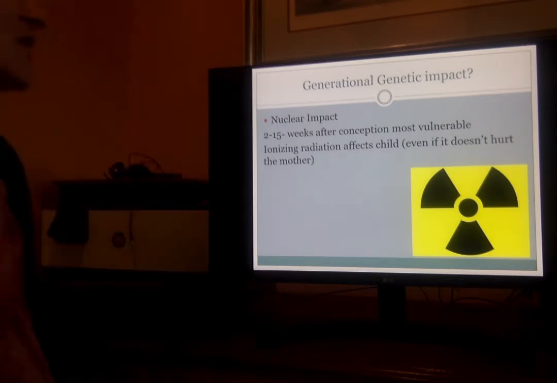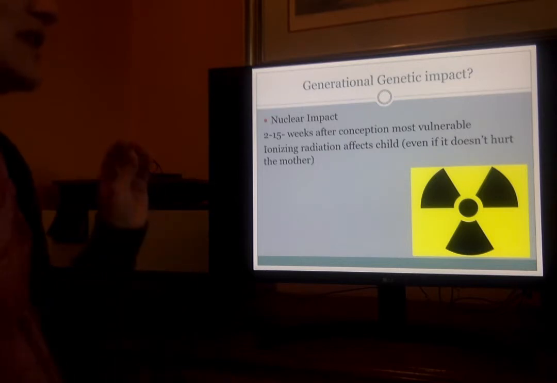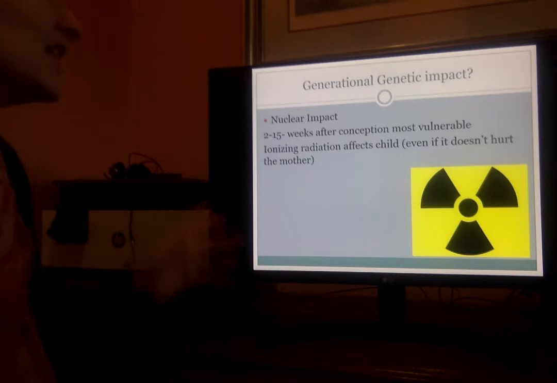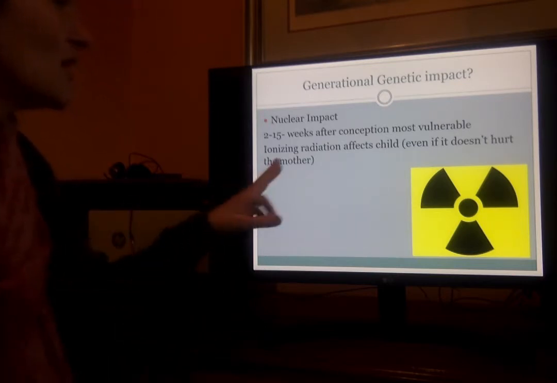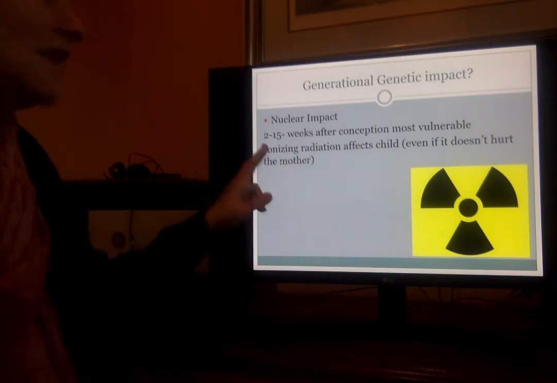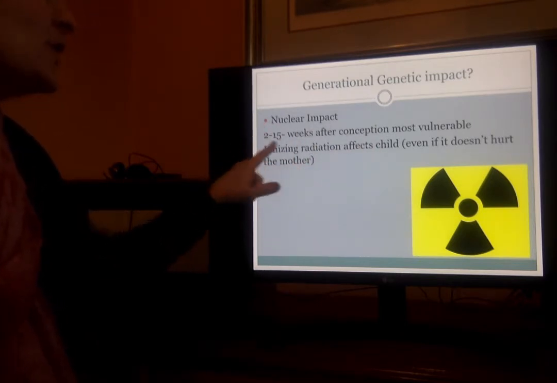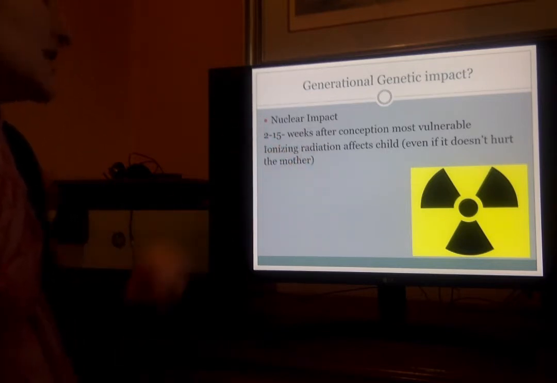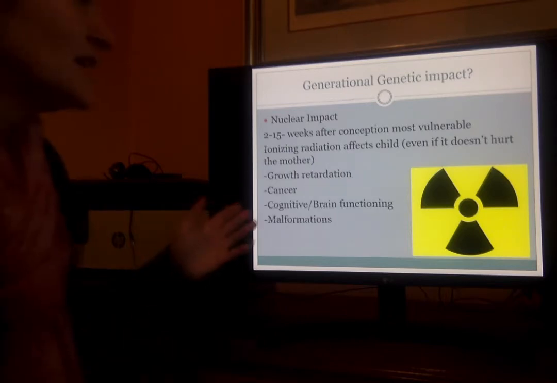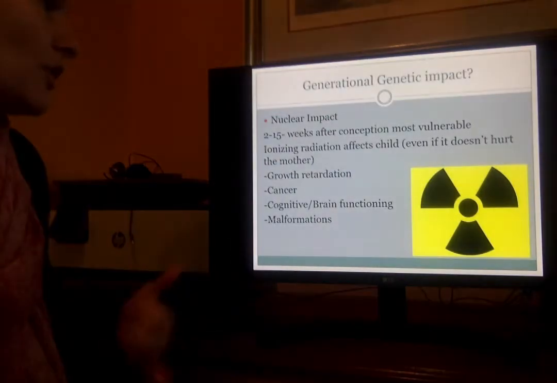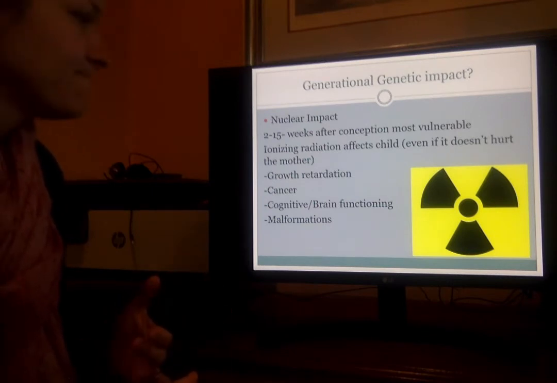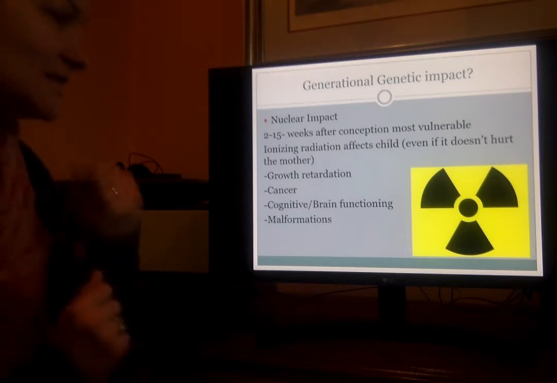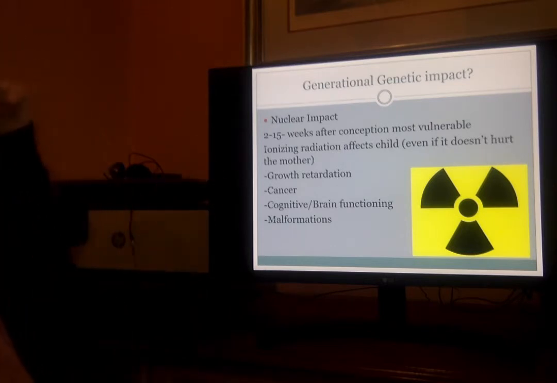Okay, so looking at nuclear impact. Two to 15 weeks after conception is when children are most vulnerable. Ionizing radiation affects a child even if it doesn't hurt the mother. Isn't that interesting? It can hurt a child in the womb even if the mother isn't injured. And 2 to 15 weeks of gestation is the time when that child is most vulnerable to ionizing radiation. Some things it has been shown to impact are growth retardation, cancer, cognitive brain functioning, and some malformations like the development of arms and legs.